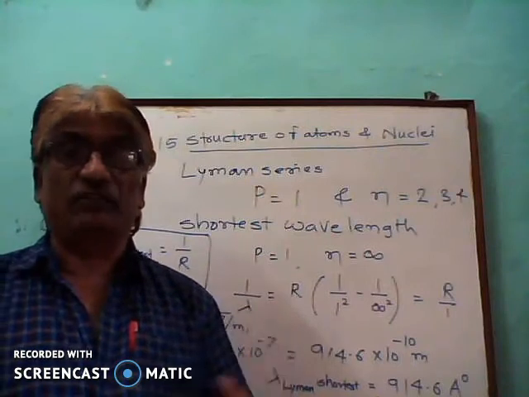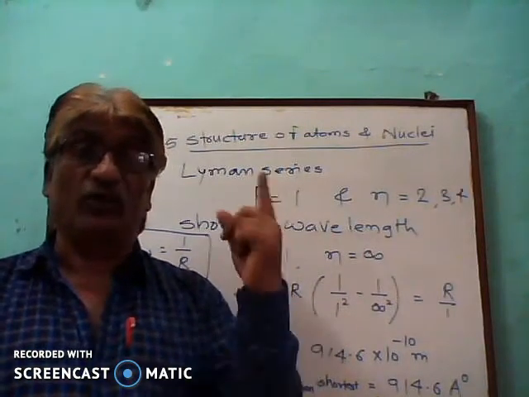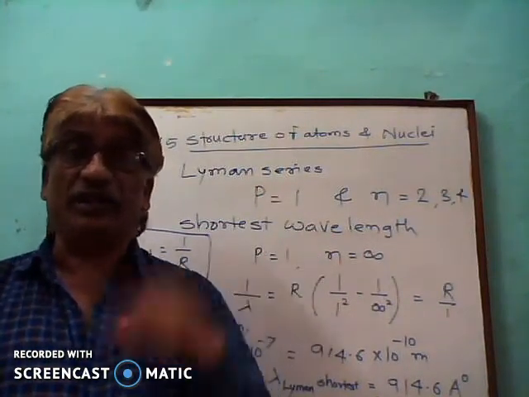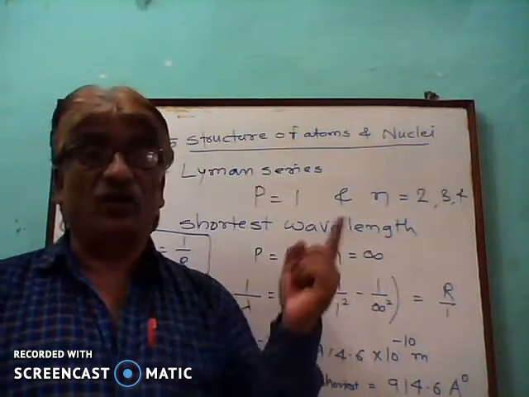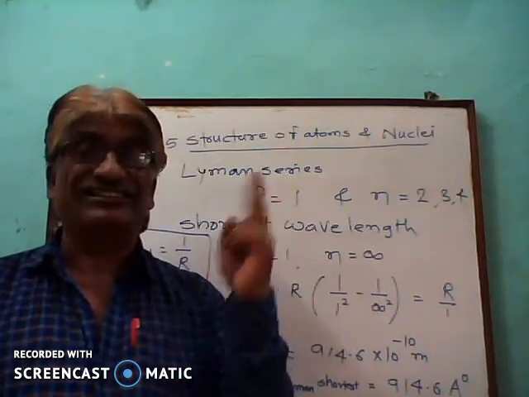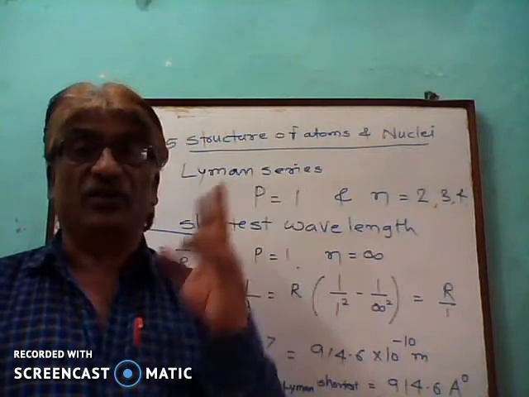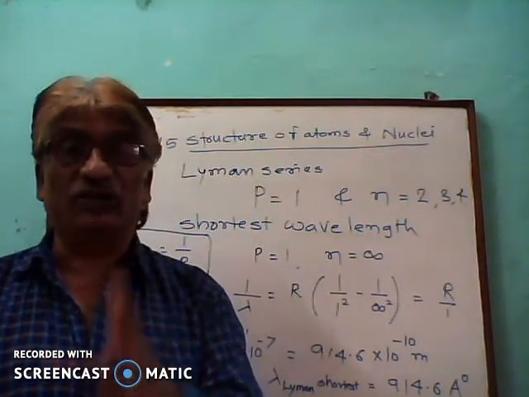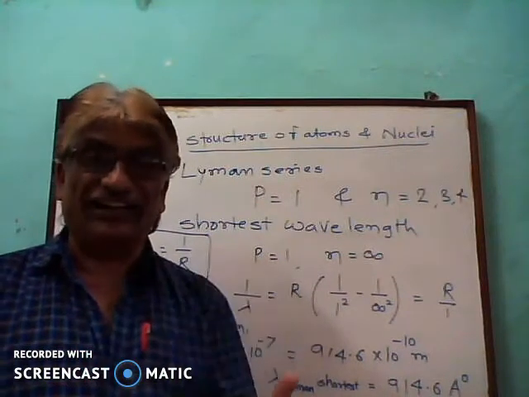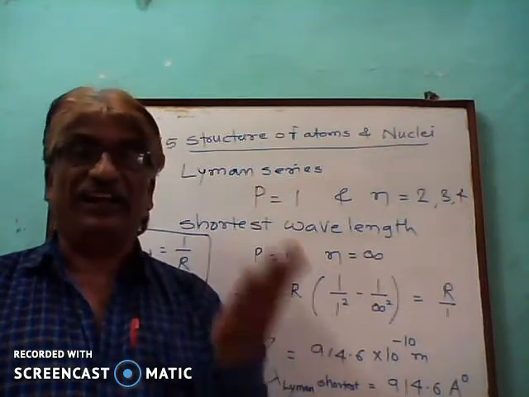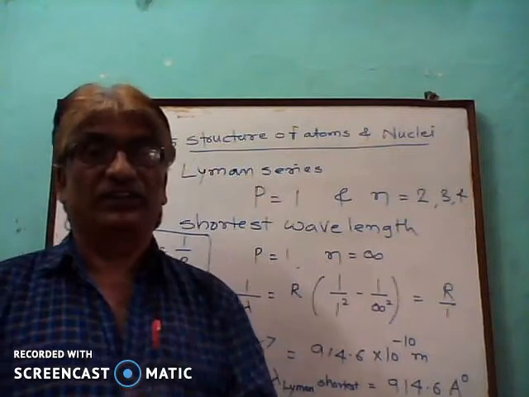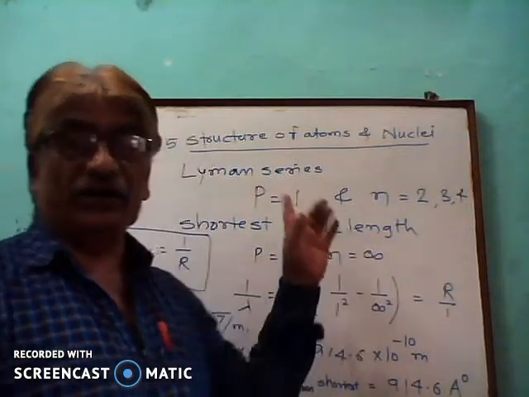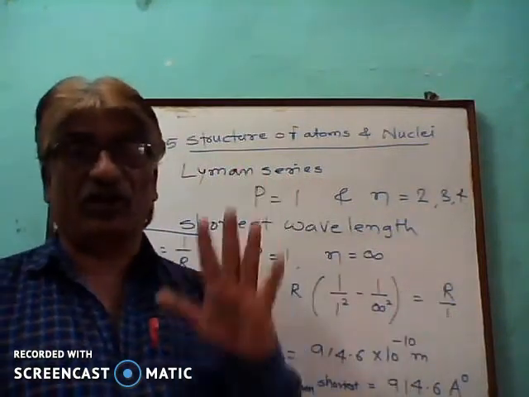What is the longest wavelength of the Lyman series? Another question: what is the wavelength of the second line in the Lyman series? For the second line, take P equal to 1 and N equal to 3. For the third line, take P equal to 1 and N equal to 4. That will be the Lyman series for longest wavelength.